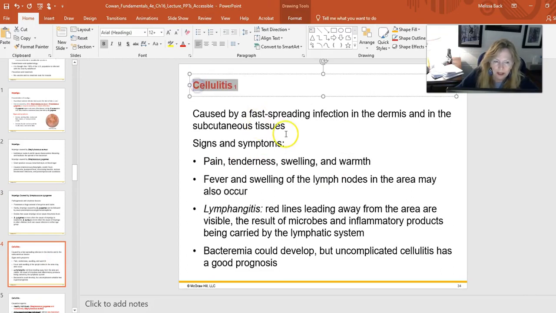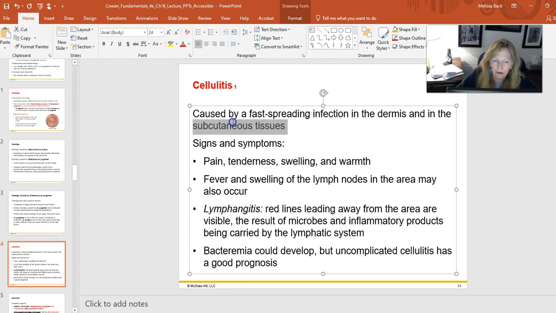So this is what this is referring to. So inflammation of the subcutaneous or soft tissues. Now, the concern with this is that it can be very fast in how it spreads. So again, diagnosing this pretty quickly and then making sure that we are treating with antibiotics with this.